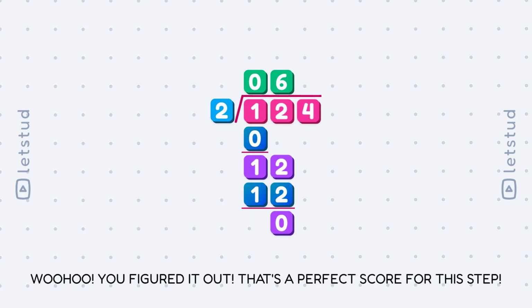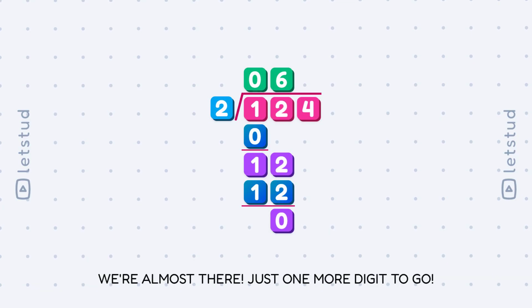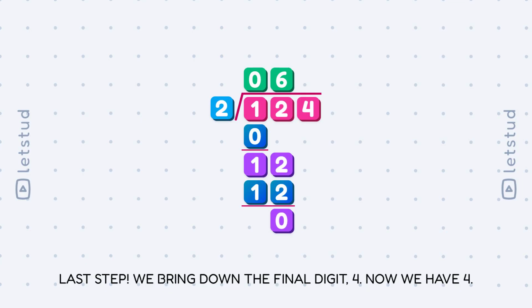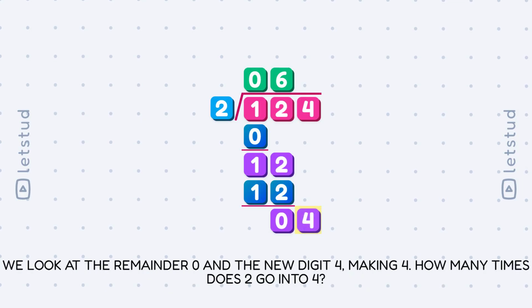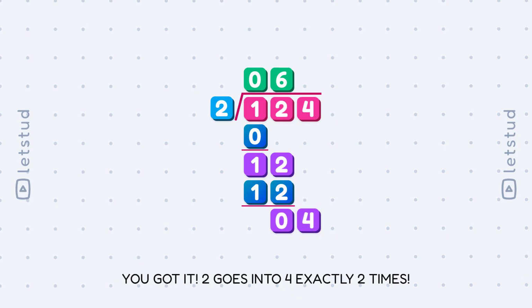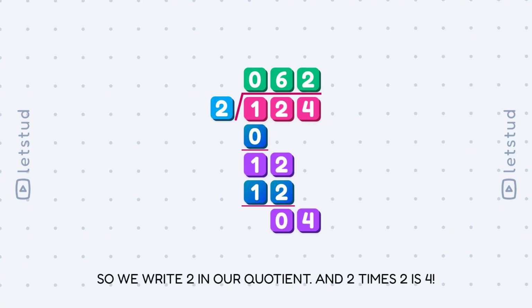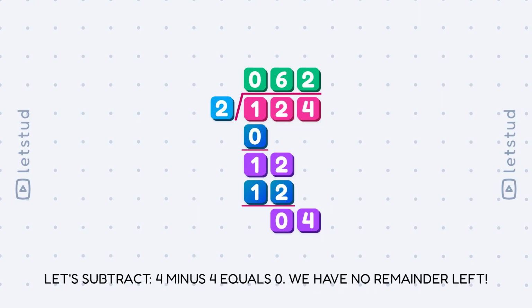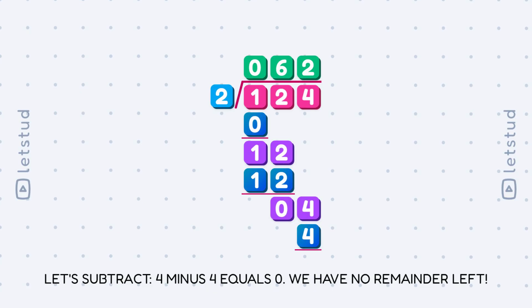Woohoo, you figured it out. That's a perfect score for this step. We're almost there, just one more digit to go. Last step, we bring down the final digit, 4. Now we look at the remainder 0 and the new digit 4, making 4. How many times does 2 go into 4? You got it, 2 goes into 4 exactly 2 times. So we write 2 in our quotient, and 2 times 2 is 4. Let's subtract. 4 minus 4 equals 0.